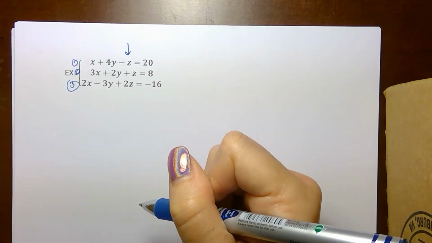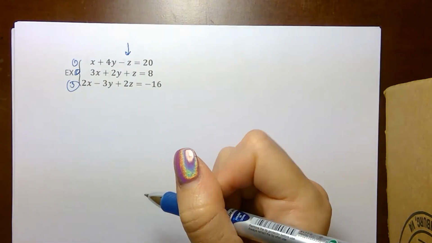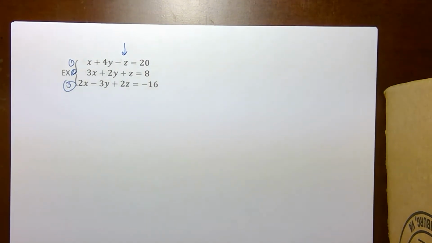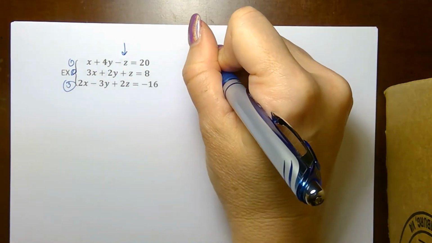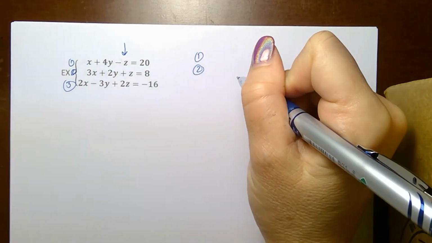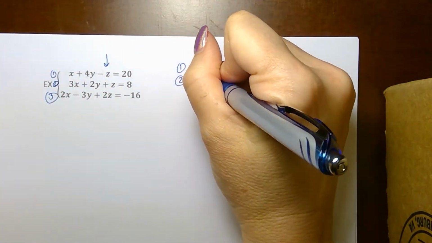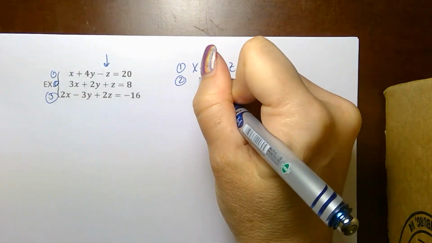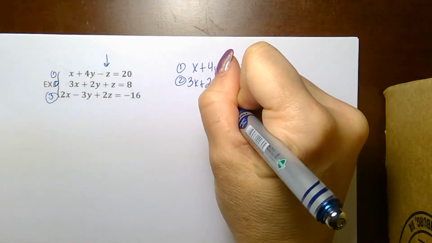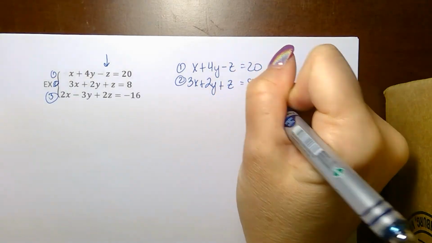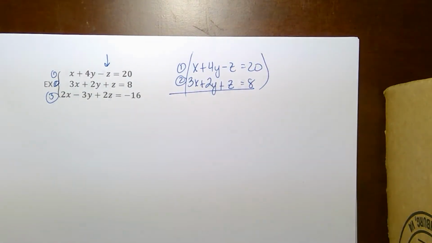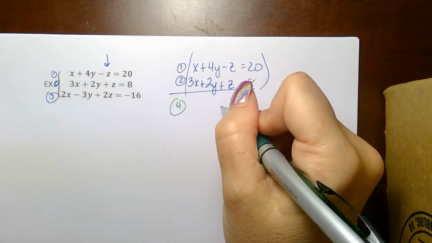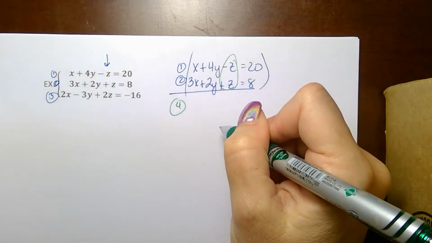So I need to create equations 4 and 5 that do not have a z. They just have x and y. I'm going to start because -z, positive z adds to 0. So I'm just going to pair up equations 1 and 2 as they are. And I'm going to add those 2 to create my 4th equation. My 4th equation is just going to have x and y because my z's add to 0.